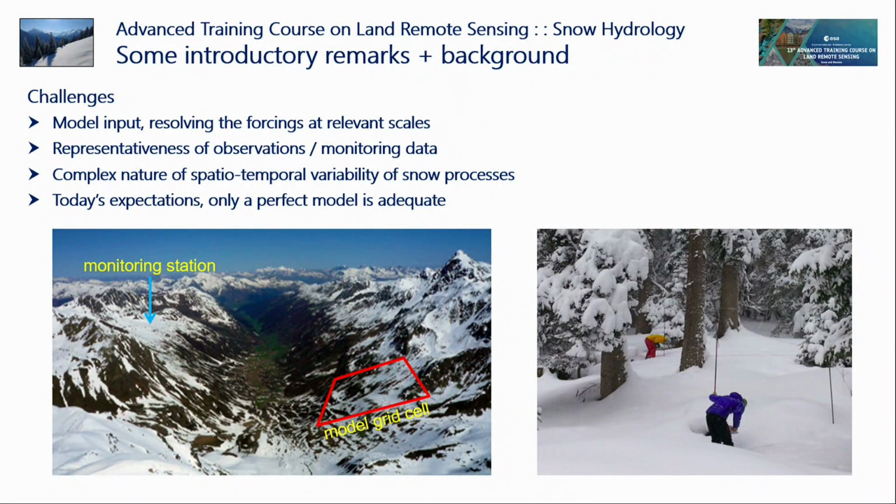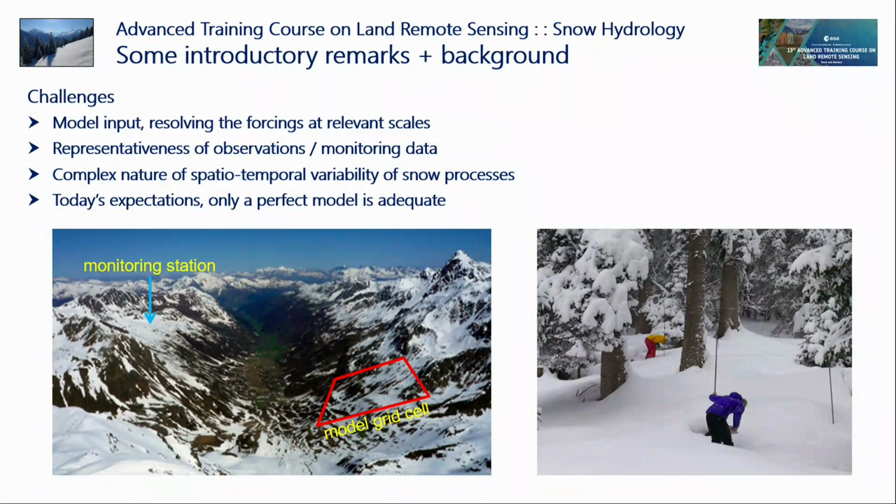So basically, models are great, but you also need to be able to provide them with relevant forcings, and I mean at the relevant scale. So if you want to resolve something at 5 meters, you better have something that provides a forcing with the variability that's relevant at this 5-meter resolution.